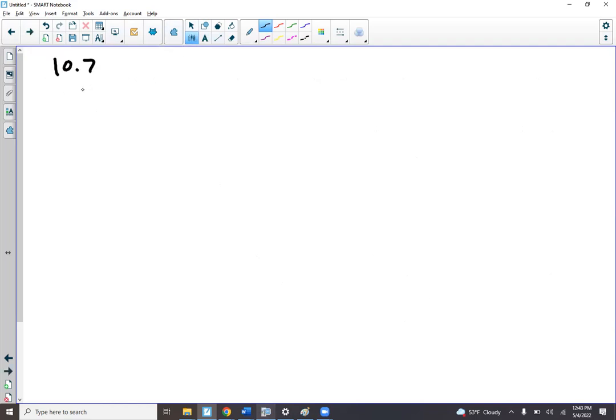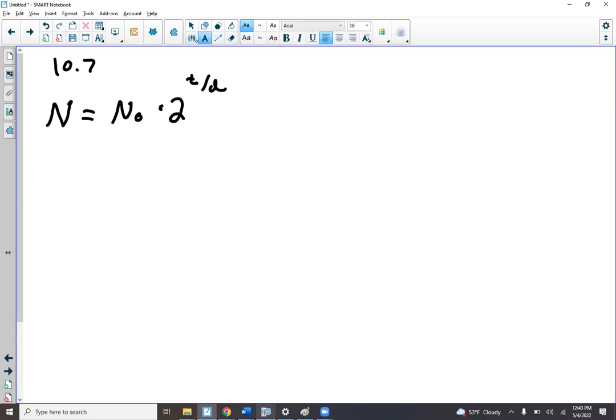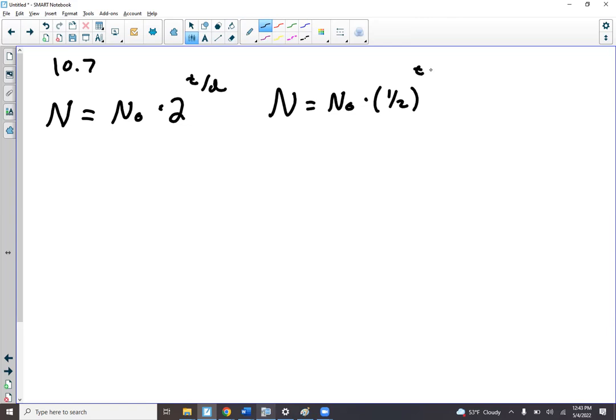So in 10.7, we have the growth formula, which is N equals N sub 0 times 2 to the T over D. We also have the decay formula, or what we call the half-life formula: N equals N sub 0 times one half to the T over H.